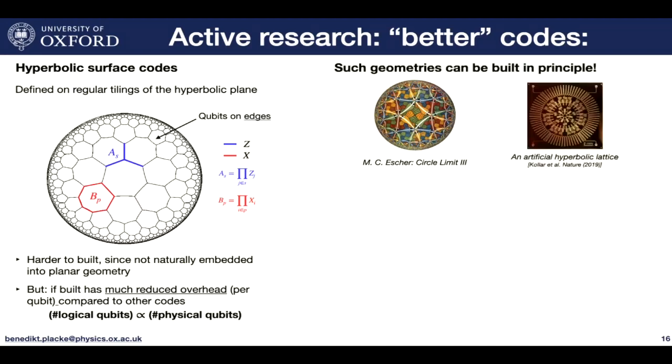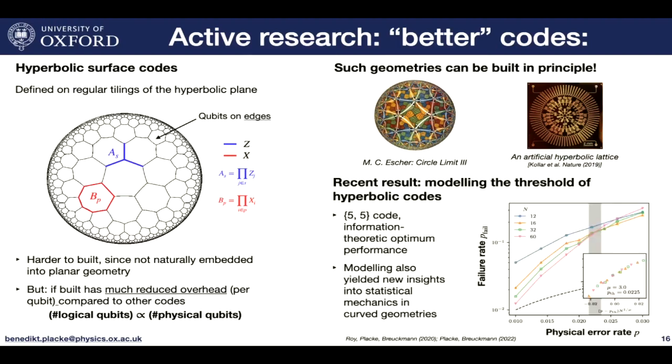And of course, in principle, this can be built. So this is a beautiful picture of an artificial hyperbolic lattice, also made from superconducting resonators in the laboratory of Andrew Houck in Princeton, from this publication. So in principle, you can realize such a geometry even in the lab.